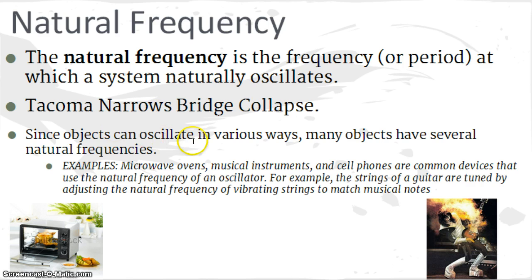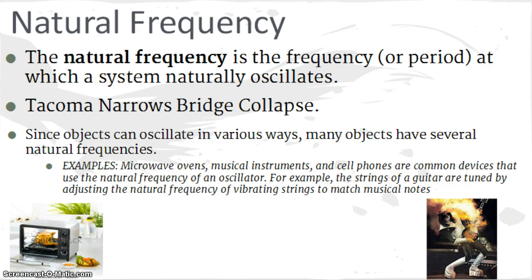But since objects can oscillate in various ways, many objects have several natural frequencies. For example, microwave ovens, musical instruments, cell phones. These are common devices that use the natural frequency of an oscillator. Another example, the strings of a guitar, like this one right here on fire, are tuned by adjusting the natural frequency of the vibrating strings to match musical notes. In other words, that little adjustment made to the string length changes the natural frequency so that we create these particular notes themselves.